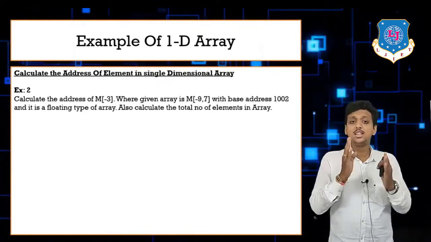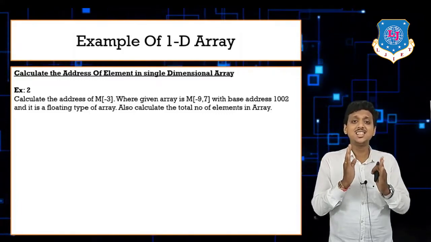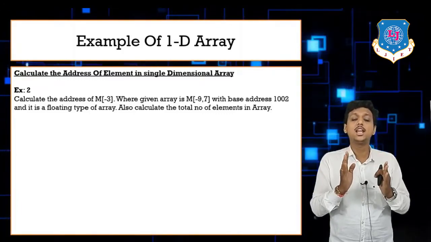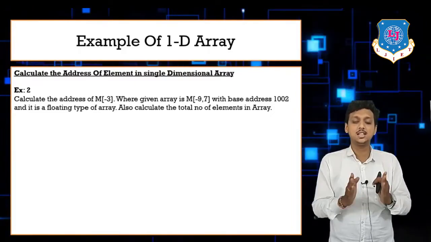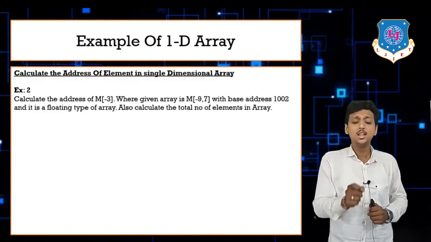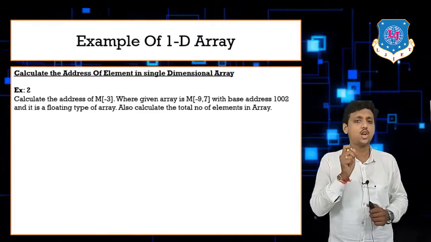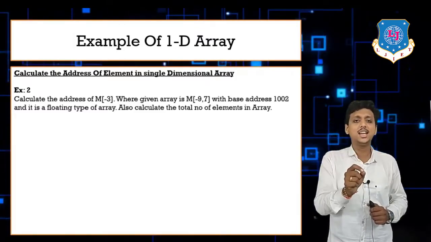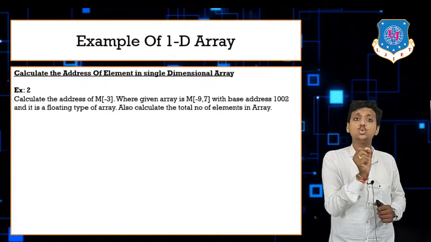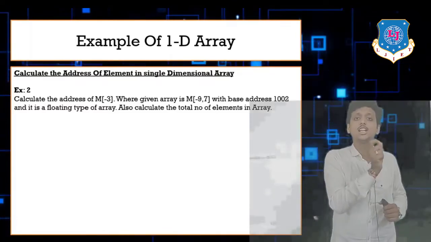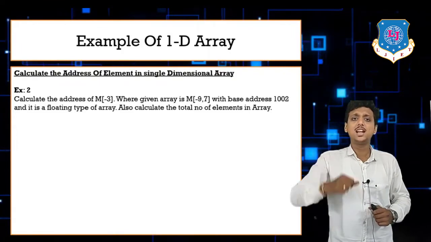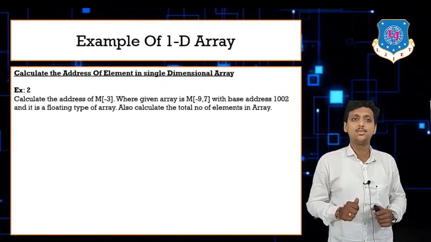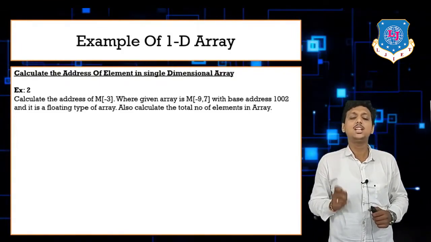So make sure that here -9 and 7 do not represent a two-dimensional array, but a single dimensional array with a range of indexes. Fine. So here we need to find out the address of M of -3. The given array is M of -9 to 7, that means -9 to 7, with the base address 1002. Fine. So it can be a floating type array.